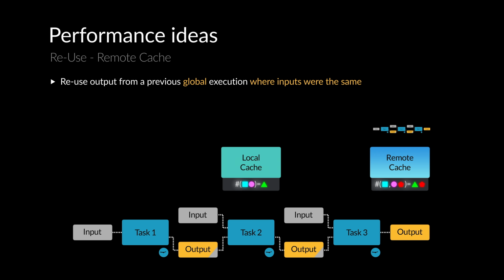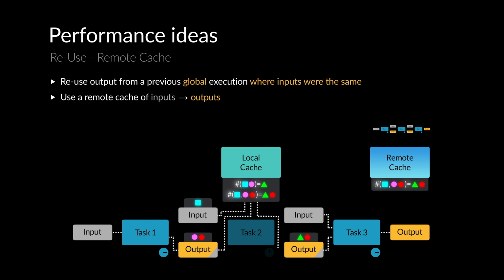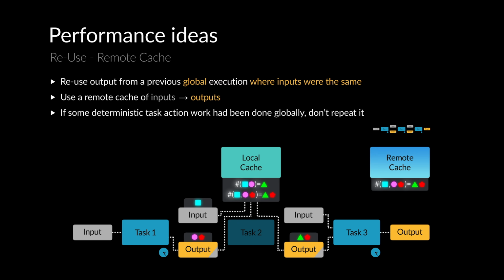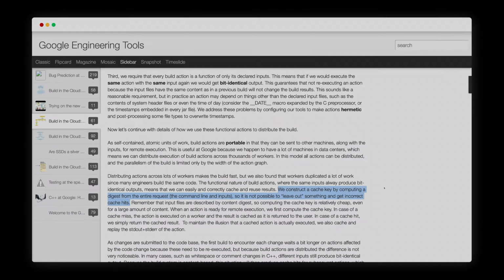Now, when you did a code sync and ran a build, when the outputs were not found with incremental build support, or in the local build cache, the remote build cache could be queried and the matching outputs downloaded and used, thereby saving time. The idea behind this feature is that if relevant deterministic task action work has been done globally before, don't repeat it. This feature was pioneered at large tech companies.